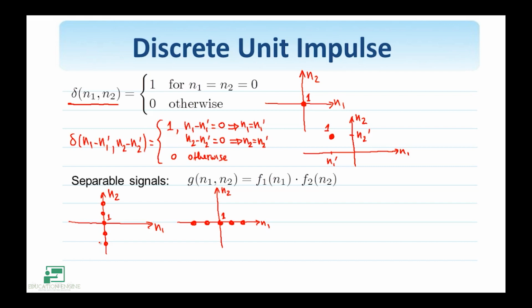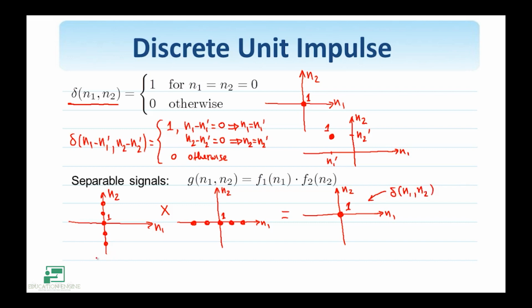So now if I multiply these two signals, then it should be clear by just these pictures I'm drawing here that this one is multiplied by 0 here, this one is multiplied by 0 over here, this one is multiplied by 0 at this location, and it's only this one here at the origin that is multiplied by 1, and therefore the result is just this signal, which of course we have defined. This is delta N1, N2.